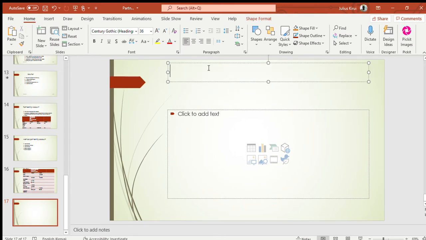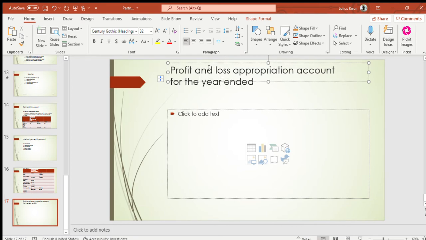So we are preparing the profit and loss appropriation account for the year ended. When is the year ended? Yes, when is the year ended? 30th June 2019. That is correct.